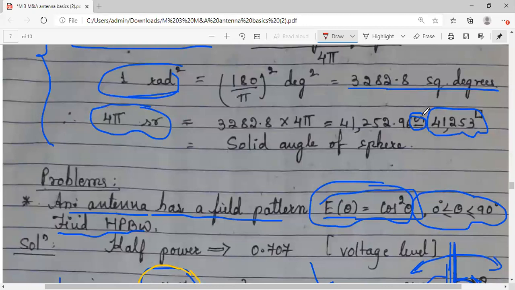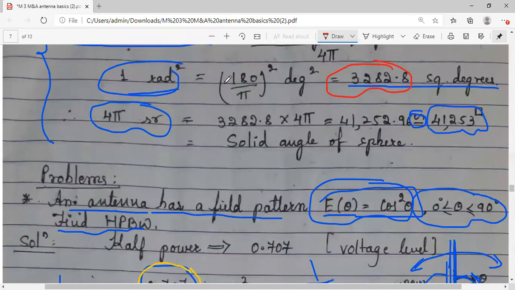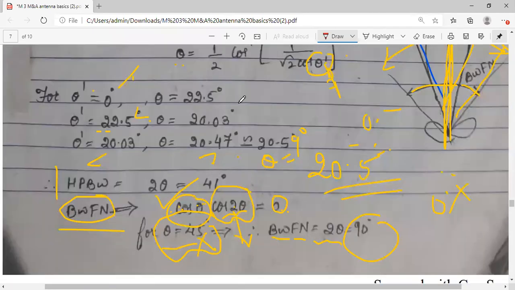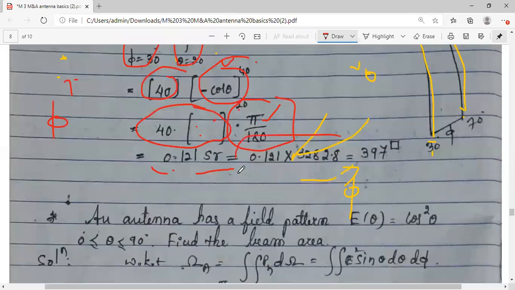You should multiply it with 3282.8. Whatever answer you get, multiply it with 3282.8 to get the answer in square degrees. So you got somewhere around 397.87. You can either approximate or keep it approximately 398. Don't forget to put the square as a superscript, indicating that the answer is not in steradian, it is in square degrees. That is the required answer.